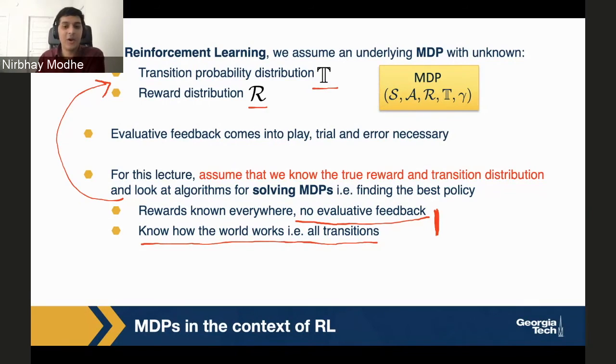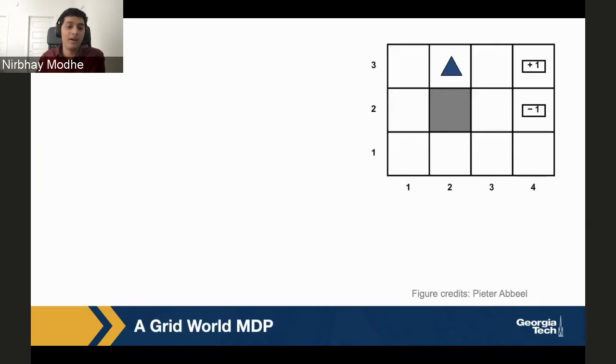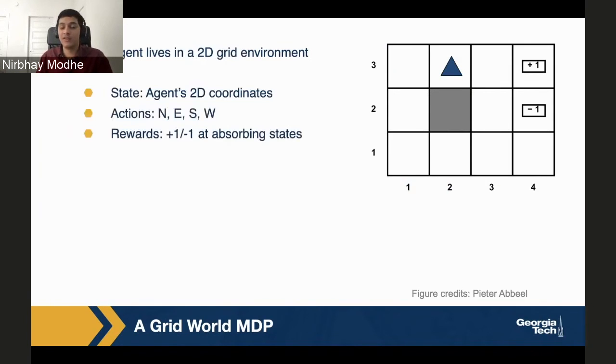Okay. So now with these two assumptions that we know the reward function and the transition function, let's see how we can solve the MDP. Let's take an example of this grid world MDP. In this case, the agent lives in a 2D grid world as shown here. The agent is this blue triangle. The agent state is basically the 2D coordinates in this grid, so it's now at 2, 3. The agent's action is basically the cardinal directions: north, south, east, and west.